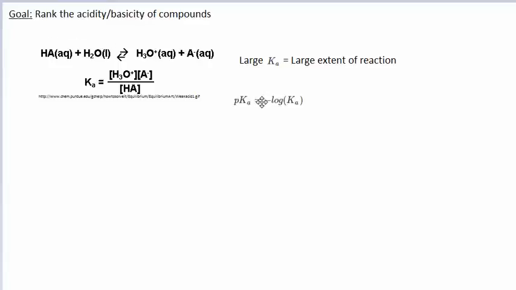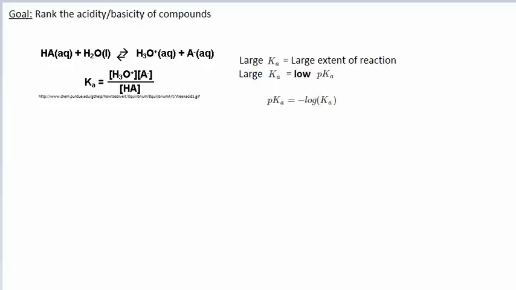Now you should also remember what this P means. If you take the pKa of something, you're taking the negative log of the Ka. So if you have a large Ka, what that means is that you have a low pKa. Again, a large Ka gives you a low pKa. So if your pKa is incredibly small, you're looking at a strong acid.